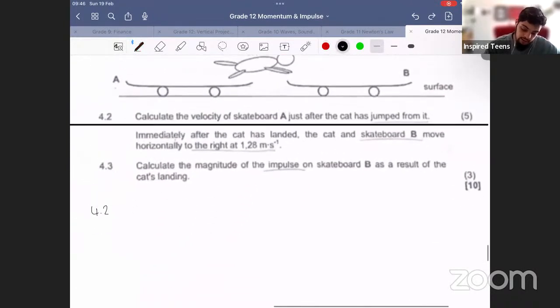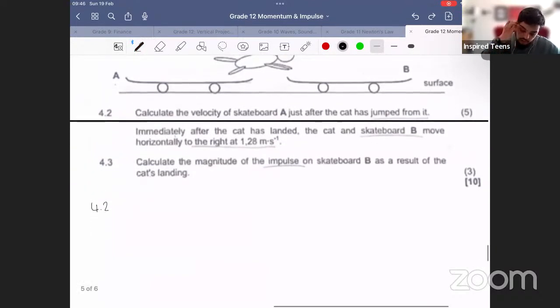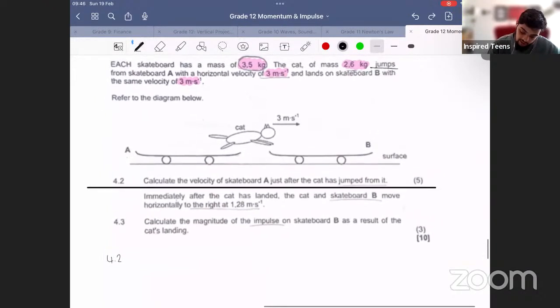So, yes, immediately after the cat has landed, the cat and the skateboard move horizontally. Okay, sorry, we are still on 4.2. So calculate the velocity of skateboard A just after the cat has jumped.